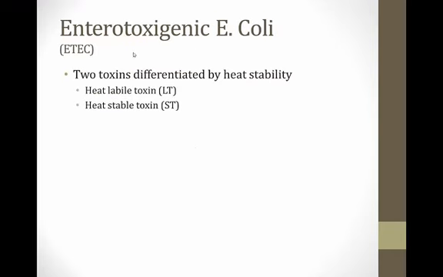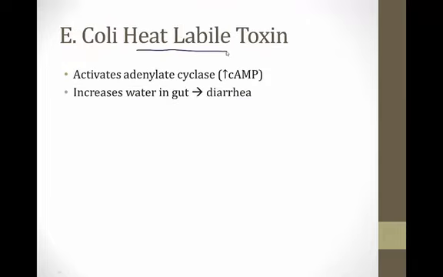So enterotoxigenic E. coli, or ETEC, causes watery diarrhea, and it has two different toxins, and they're differentiated by their heat stability. So one is called heat labile toxin, which is not stable when it's heated up. The other is called heat stable toxin, which is stable when it's warmed to a higher temperature. So heat labile toxin activates adenylate cyclase and increases the cyclic AMP, and through that mechanism I just described 2 slides ago, it increases the water in the gut, and this is how it causes diarrhea.